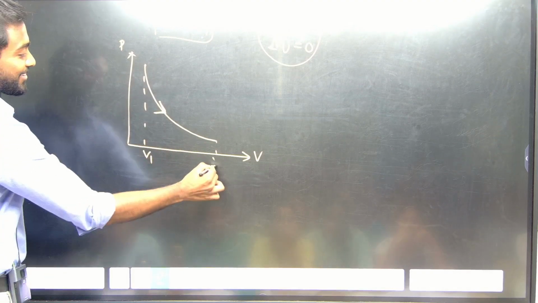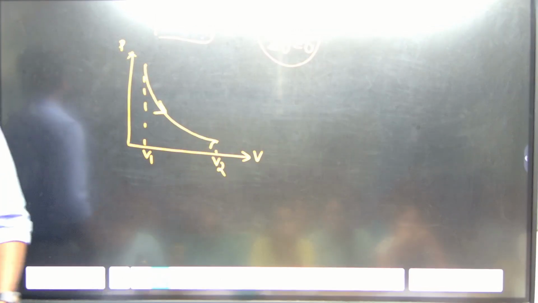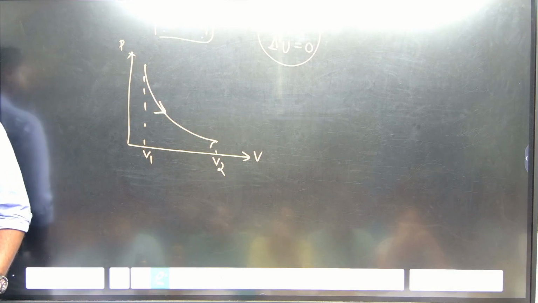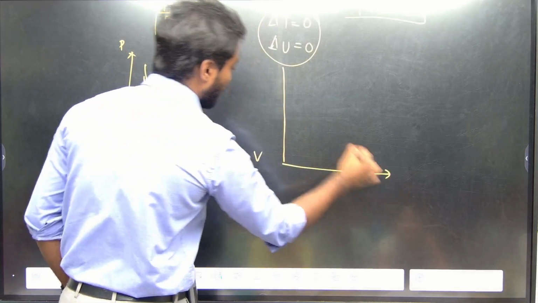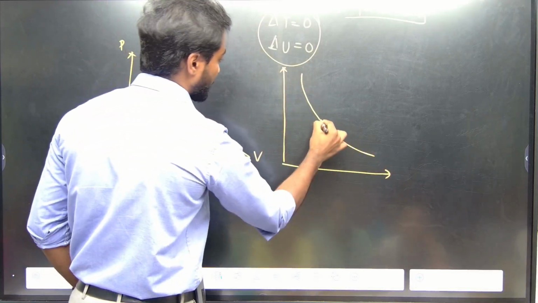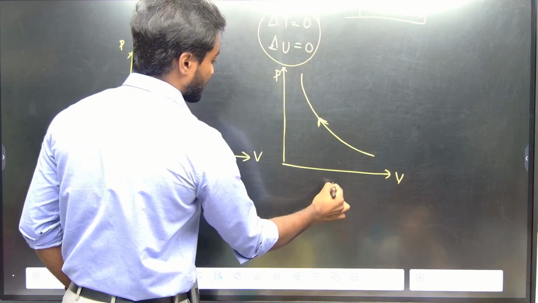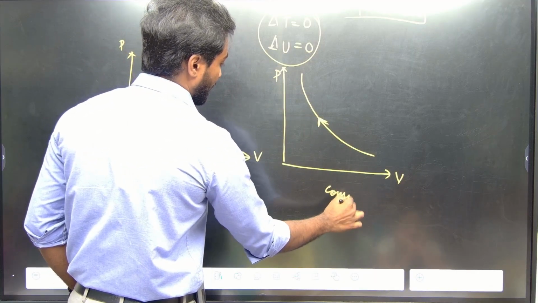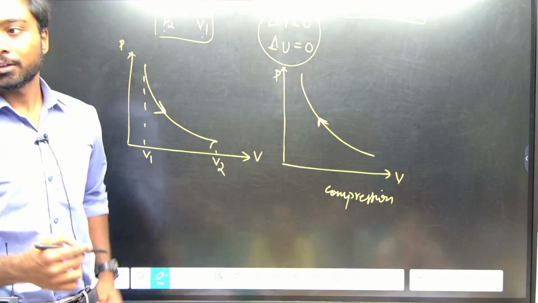This is V1, this is V2. So it is going from V1 to V2, so since it is increasing, I can say it is an expansion. Suppose the arrow mark is in the opposite direction. Pressure increases, volume decreases, and it is a compression. Take down.